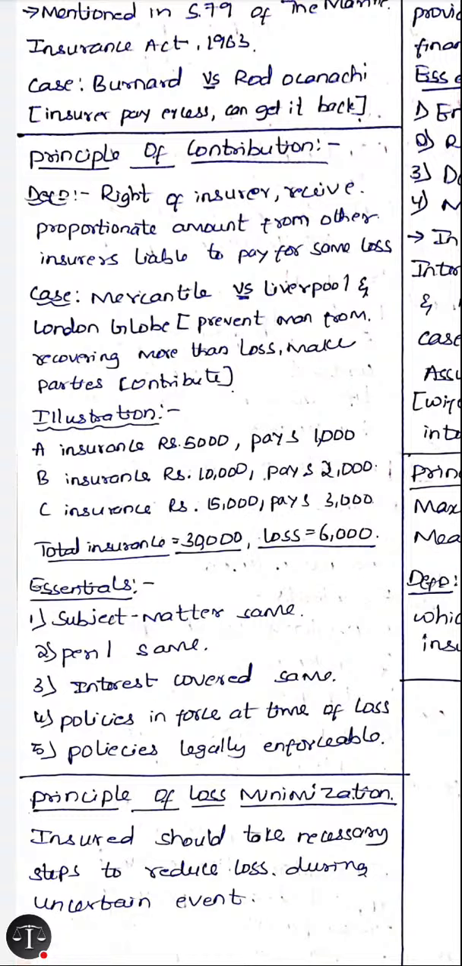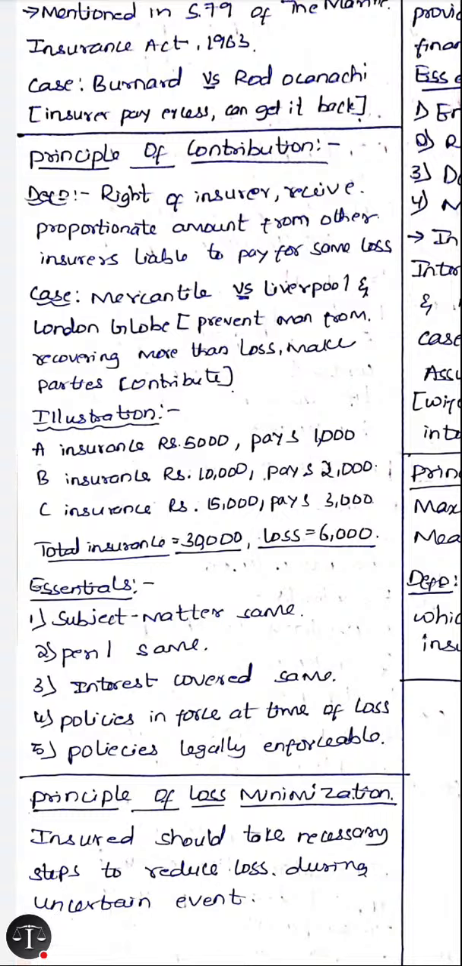So he has claims from different companies, and the accident happens, and if he goes on and tries to claim insurance from every company, then he will make a profit out of it instead of a loss. So to prevent this, they have brought in the principle of contribution. What happens in this is, if an insured has taken multiple policies from different companies, these companies will contribute to each other and pay only the loss.